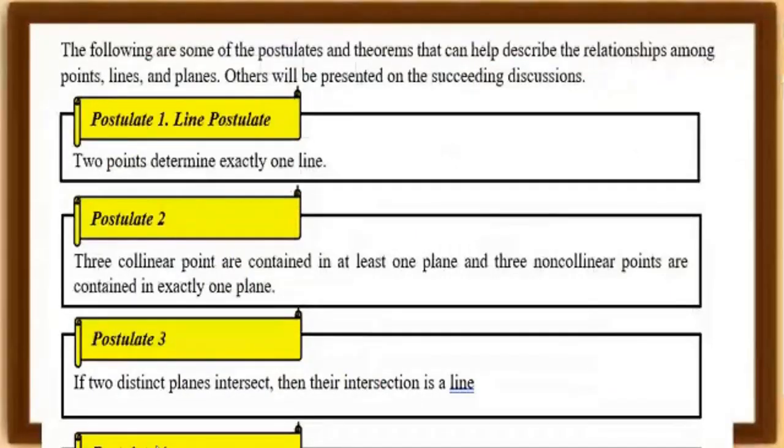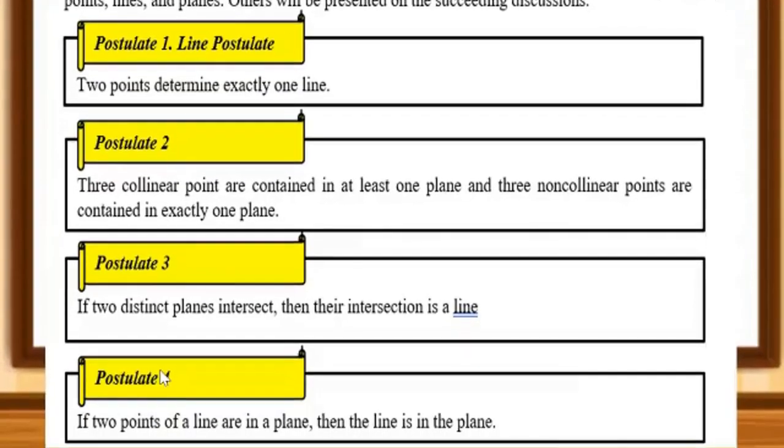Now, the following are some of the postulates and theorems that can help describe the relationship among points, lines, planes, and others that will be represented in succeeding discussions. First is the line postulate. 2 points determine exactly one line. Postulate 2. 3 collinear points are contained in at least one plane and 3 non-collinear points are contained in exactly one plane. Postulate 3. If 2 distinct planes intersect, then their intersection is a line. Postulate 4. If 2 points of a line are in a plane, then the line is in the plane.